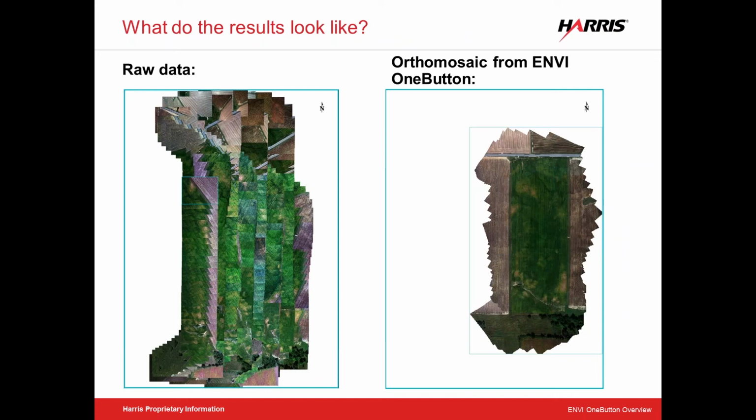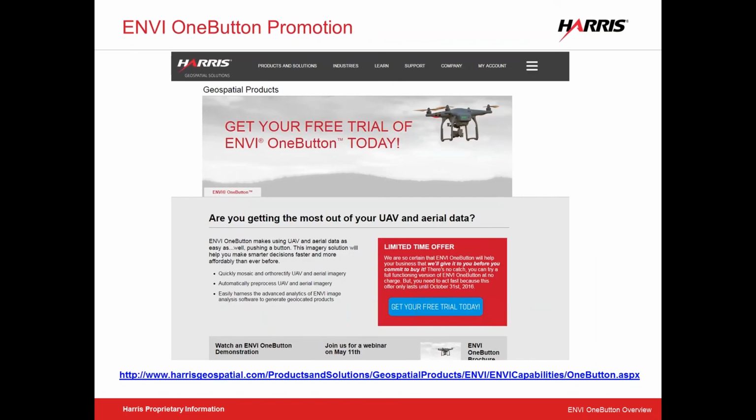So to give you an idea of what this looks like, on the left I have raw data. This was 340 different images. I loaded them all into ENVI, and it took quite a little while. And on the right is the orthomosaic from ENVI OneButton. Now, the images on the left, you can't really do much with them. They're not where they should be. It's just where the GPS says they are. They're not oriented for sensor orientation. And so you can't work with it. And that's a big motivating factor on why you need to use ENVI OneButton.